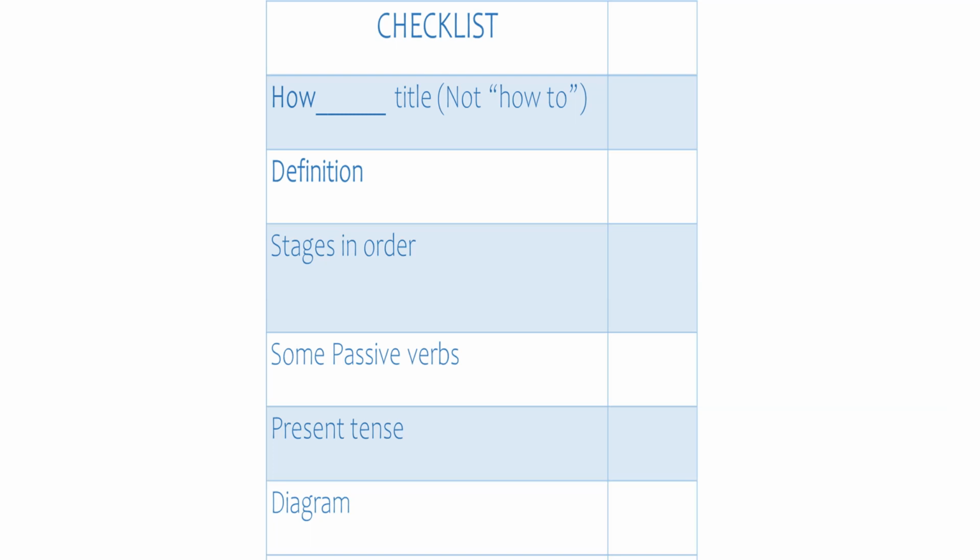Have you written the stages in order? Have you possibly used some passive verbs? Have you written it in the present tense? And very importantly, do you have a labelled diagram with arrows showing the different stages?